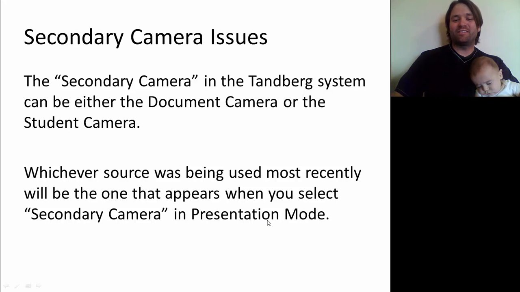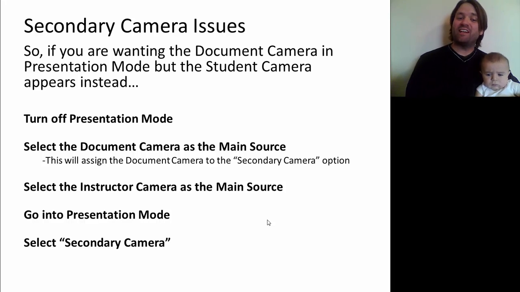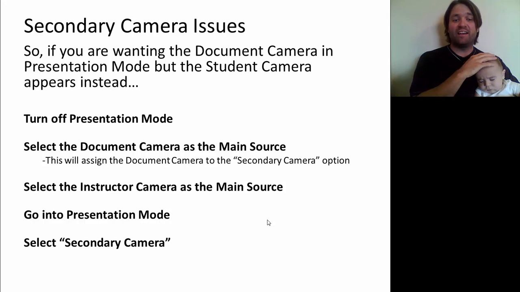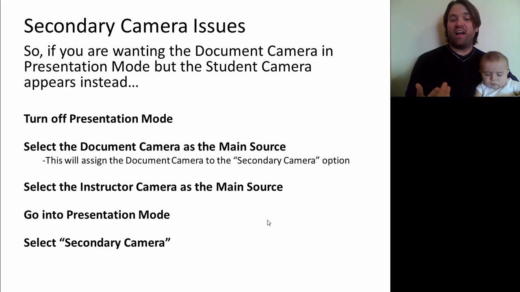So here is how this might work. Suppose that you want the document camera in presentation mode, but the student camera comes on instead. In other words, you want to have the instructor camera on one screen and the document camera on the other, but when you activate it, it's now pointed at the students. Here's what you do. Turn off presentation mode, select the document camera as the main source, and that's going to assign the document camera to be that secondary camera option in the Tandberg setting. Then go back to the instructor camera to make that the main source, and now go into presentation mode and select secondary camera. This will now activate that document camera as your presentation mode.